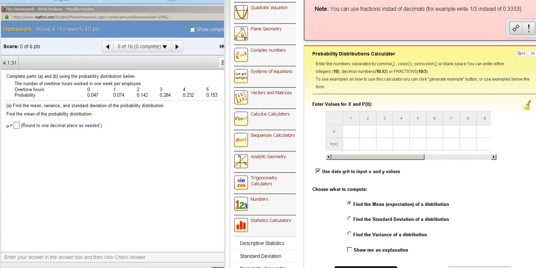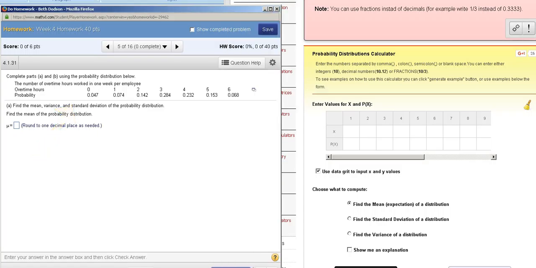The example that I have over here is talking about the number of overtime hours worked in a one week per employee, and they are going up to 6 overtime hours, from 0 to 6, and the probability for each number of overtime hours is correlated to each value that they have here in this chart, and they want you to find the mean, variance, and standard deviation for this probability distribution.